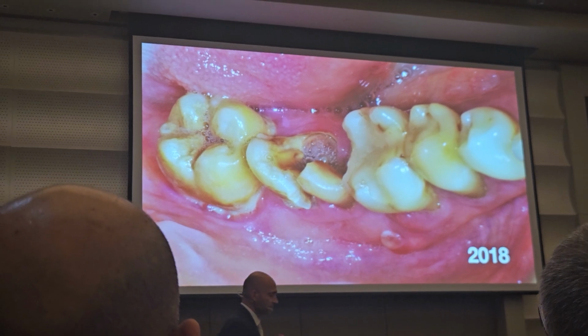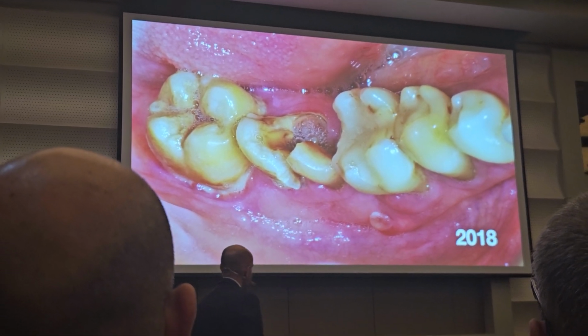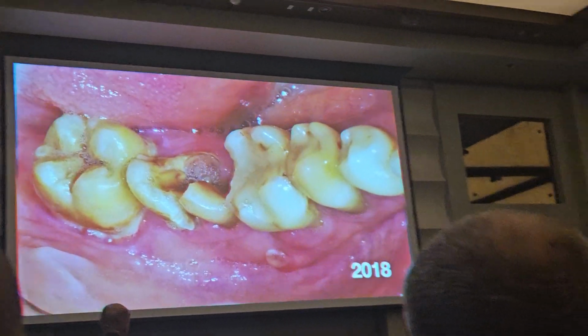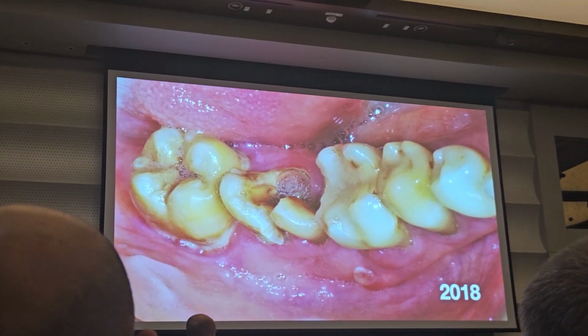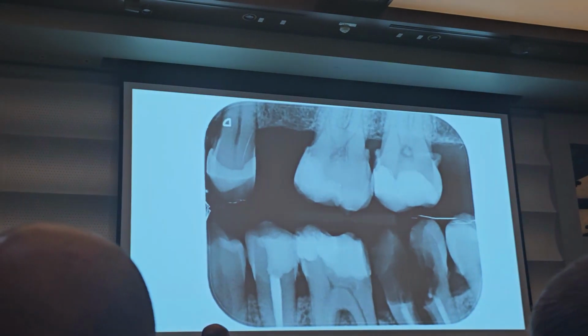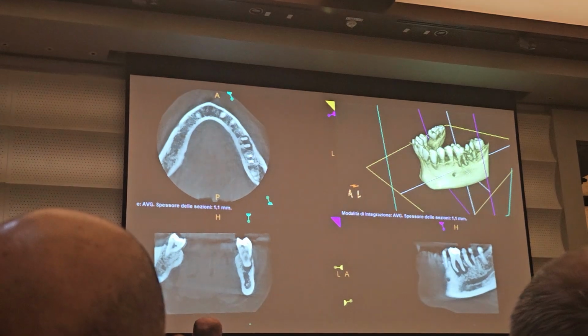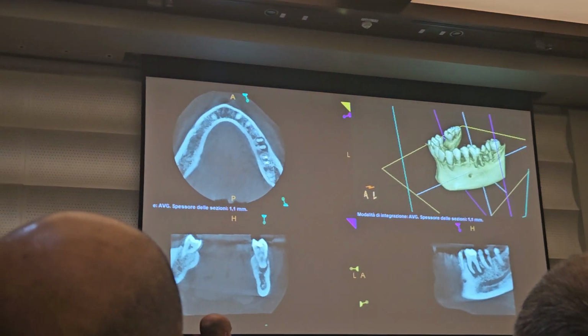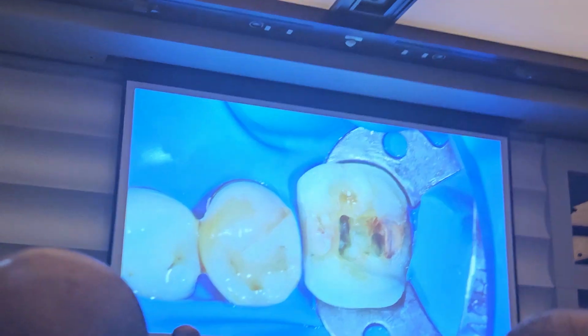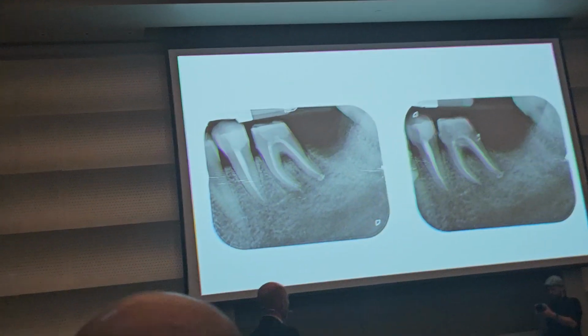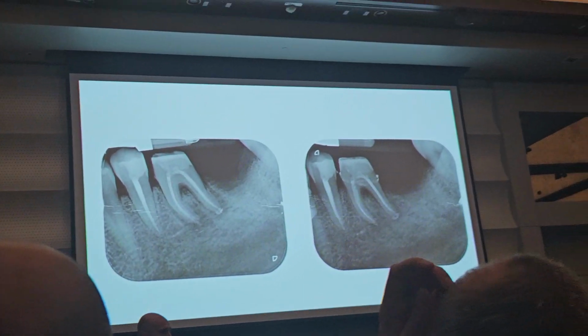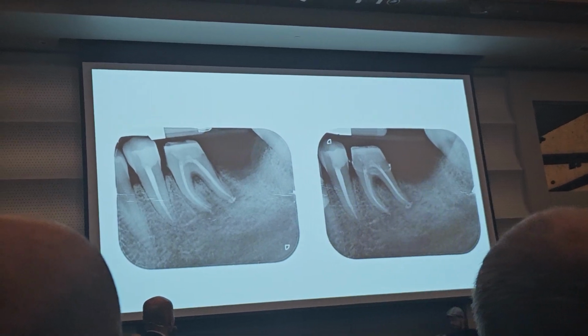Sometimes we make very stupid mistakes, like in this case. So of course I extracted those roots and I have an endoperio lesion on the first molar. You can see the CBCT, we have these big endoperio lesions. I do root canal treatments, I wait 3 months for the healing, and then I proceed with the crown.